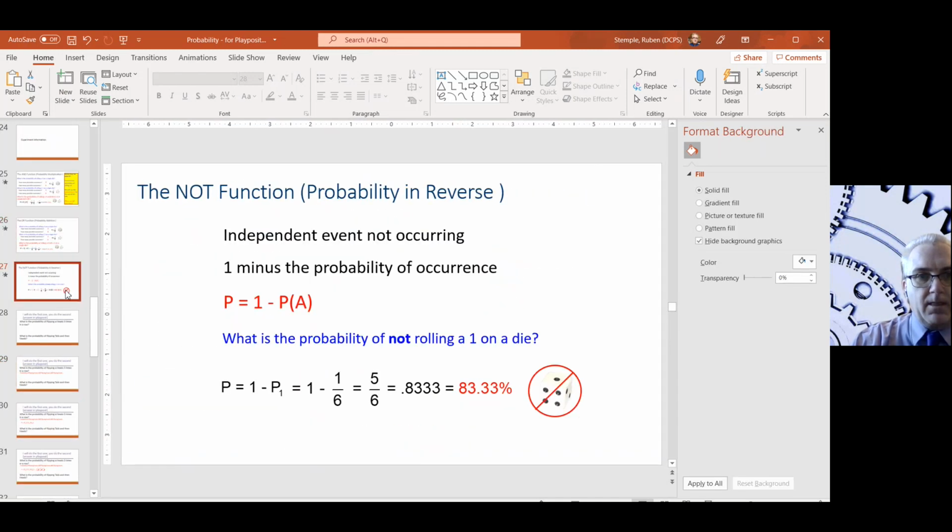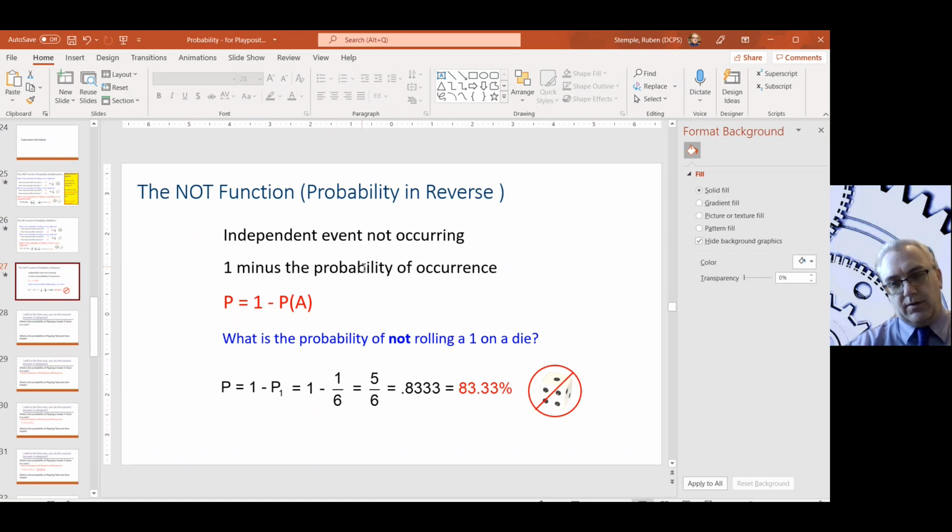Okay. And then the last one is the not function, which is just the opposite of probability, right? So it's 1 minus whatever the probability is. So what is the probability of not rolling a 1, right? Rolling a 1 is going to be 1/6. The probability of rolling anything that's not a 1 is 1 minus 1/6, or 5/6, right?